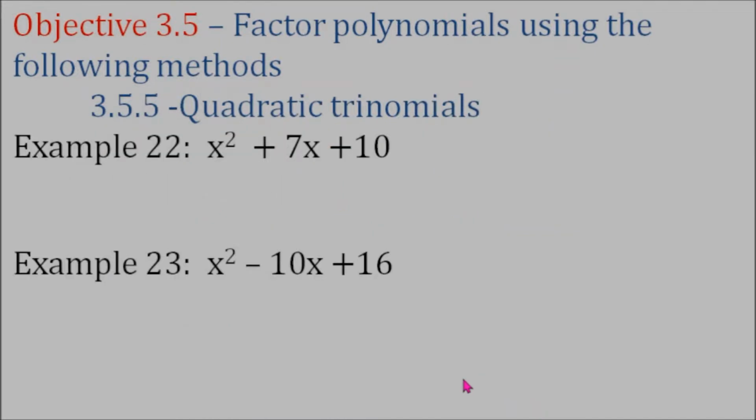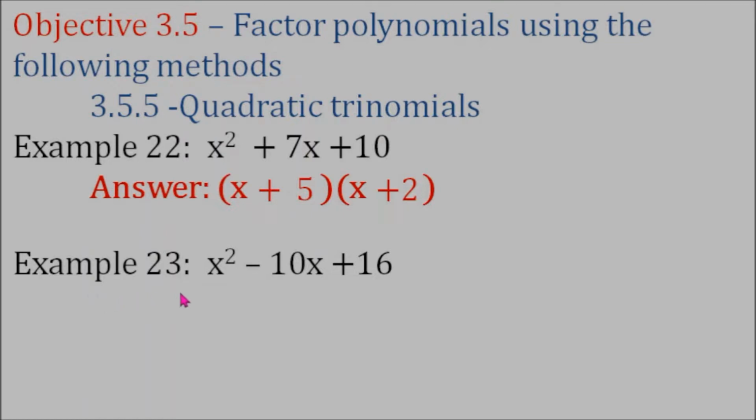This is the fifth method, factoring quadratic trinomials. Example number 22, factor x squared plus 7x plus 10. So the factors of this quadratic trinomial are two binomials. So the factors of x squared are x, and then the factors of 10, the last term, are 5 and 2. So these are the factors, the quantity x plus 5 times the quantity x plus 2.